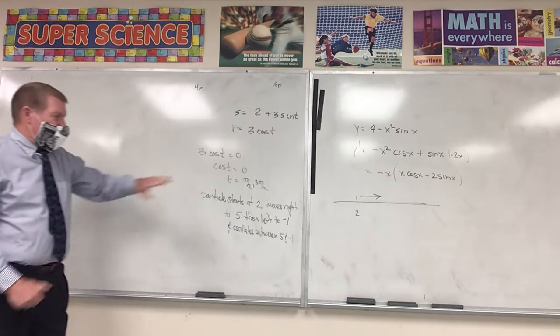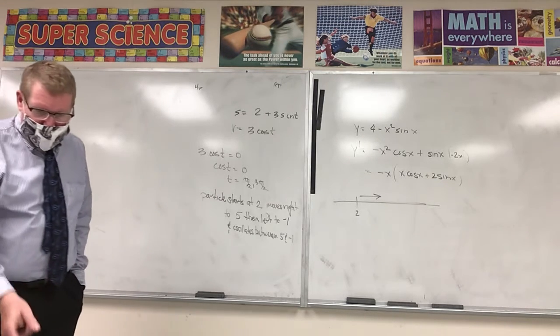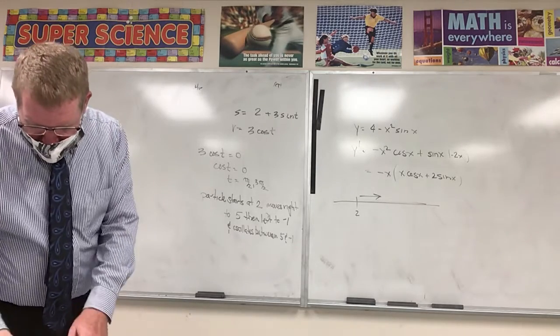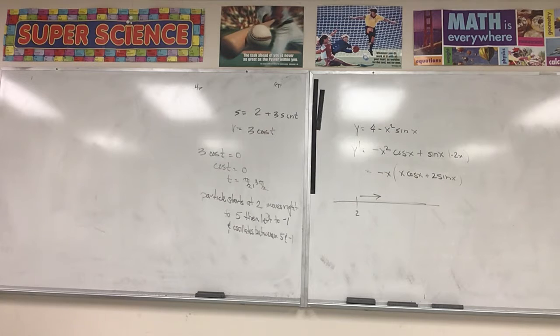So the particle starts at 2, moves right to 5, then left to -1, then oscillates between 5 and -1. So that's how you describe the motion of the body. Okay. I didn't think there was anything else that they asked you to do. 3.5.